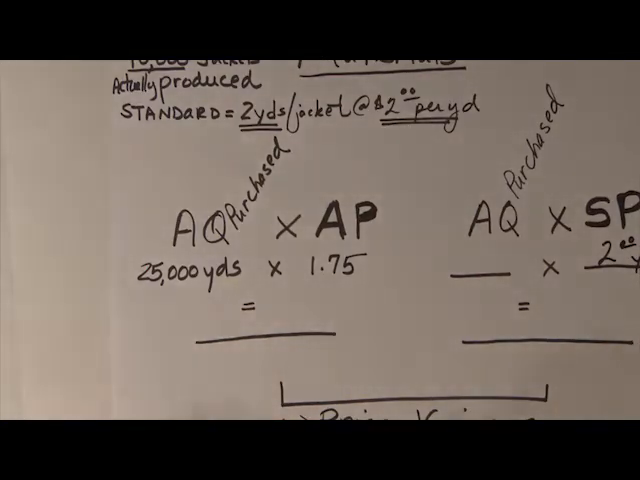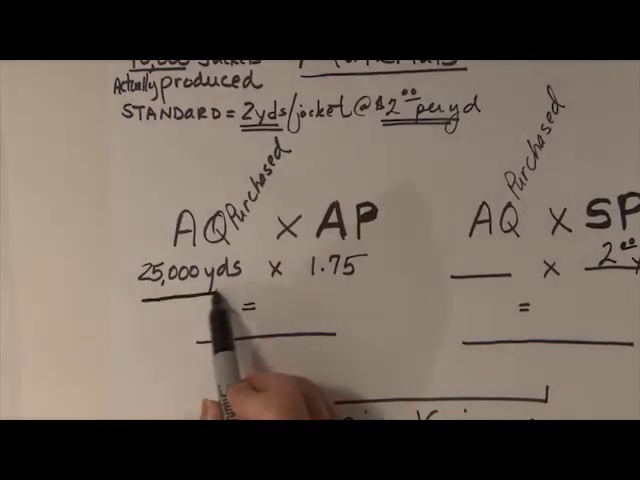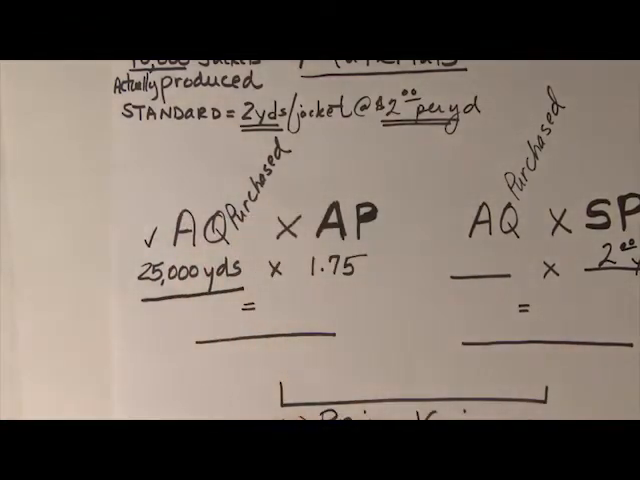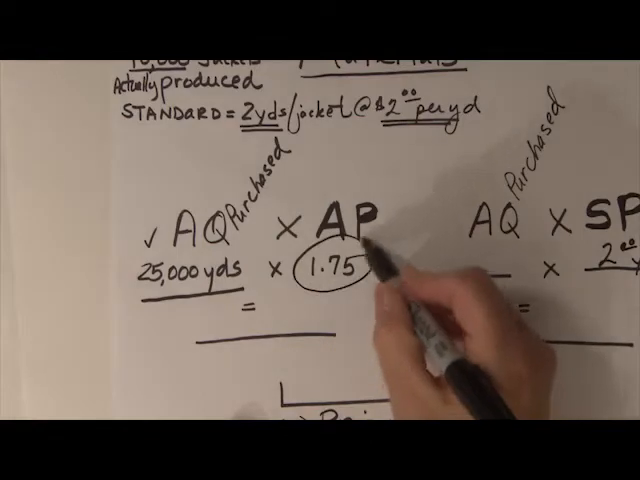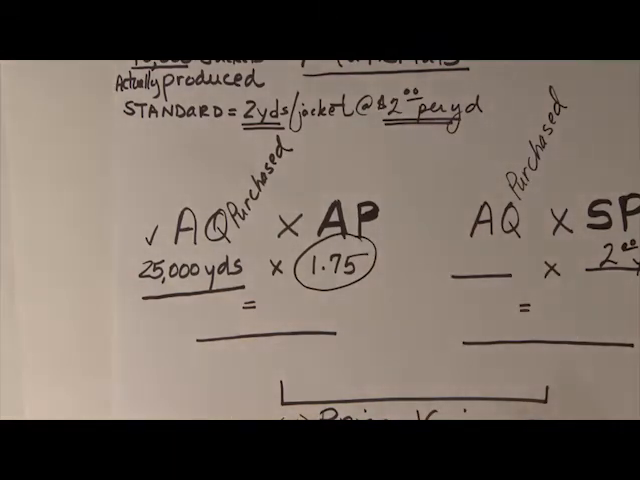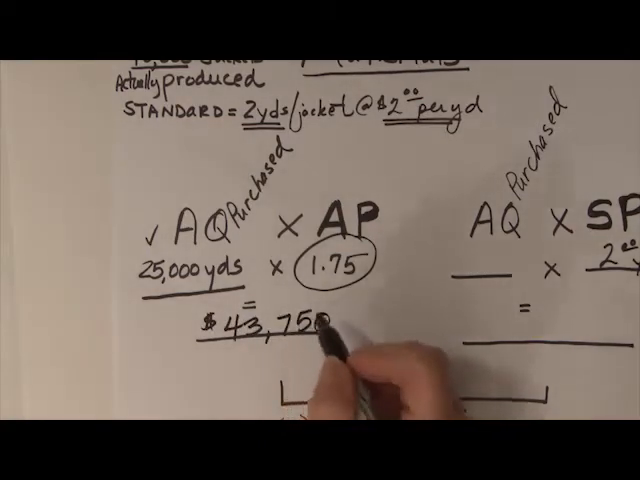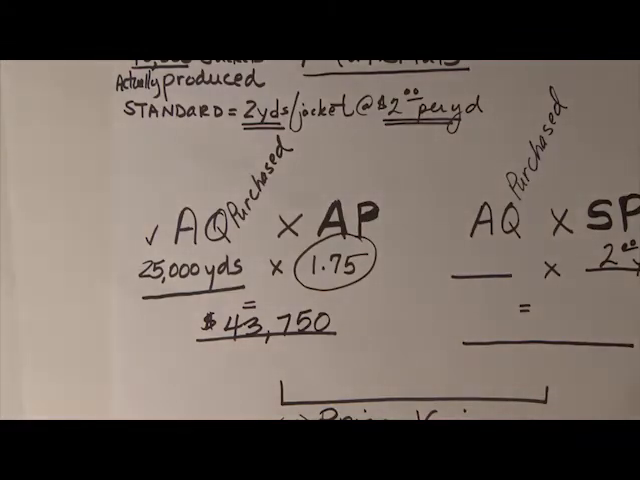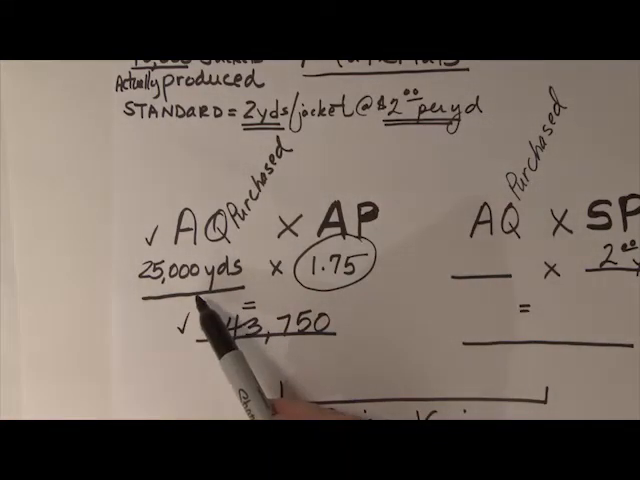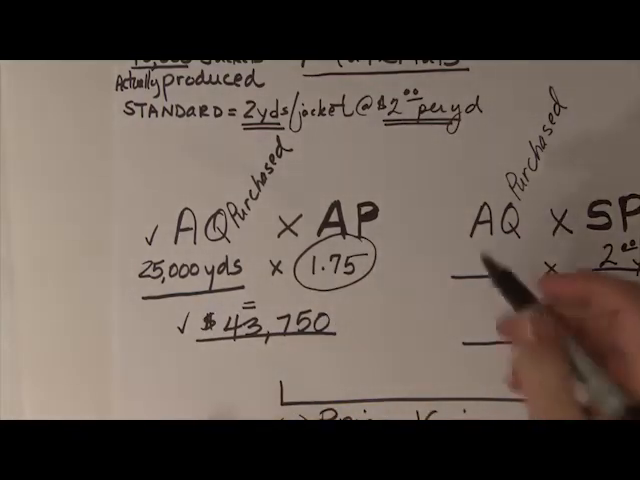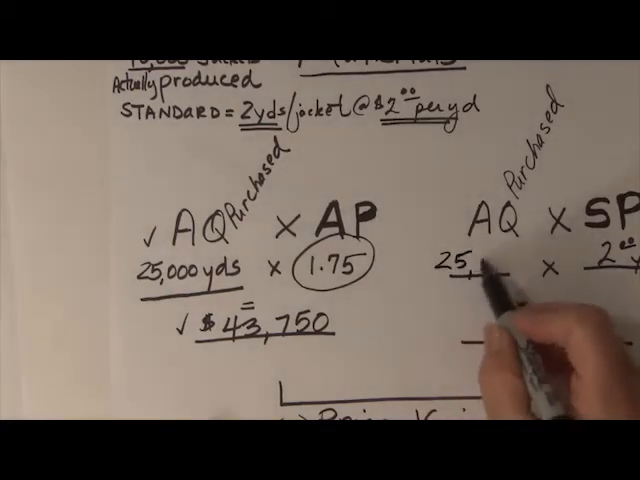The actual quantity purchased was 25,000 yards, and I found this rate of $1.75 per yard because I was given this total. $43,750 was the actual amount I spent on these 25,000 yards of material. So typically you'll be given the total and the yards or the quantity, and you can back in to the actual price. So we have the quantity over here at 25,000 yards.